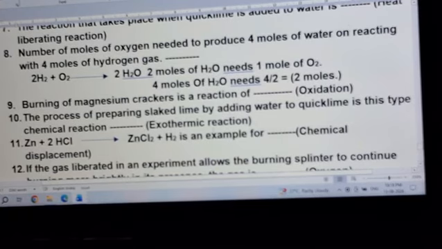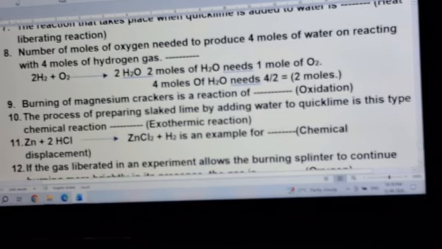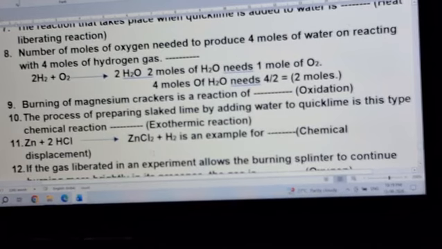These all are exothermic reactions. Means what? If you just take slaked lime and pour water onto it, it appears as if the water is boiling, without providing any flame to it. The reason is that it is an exothermic chemical reaction. It is liberating heat.